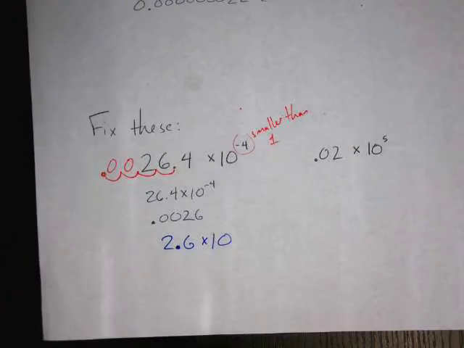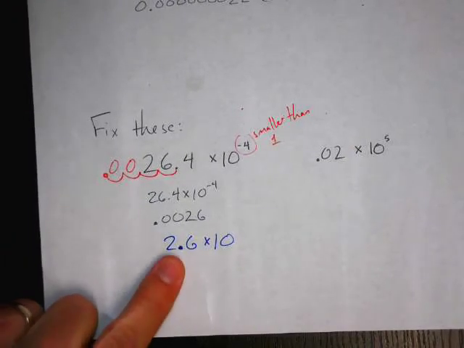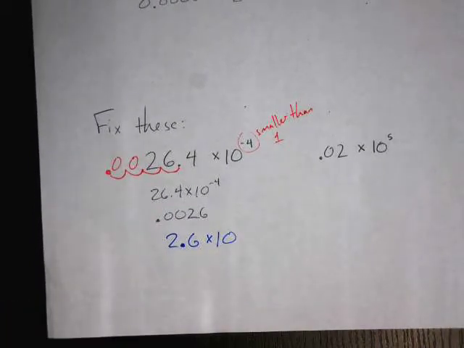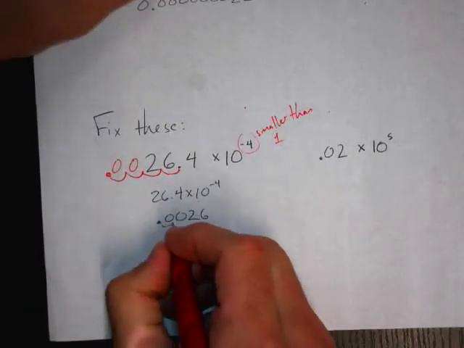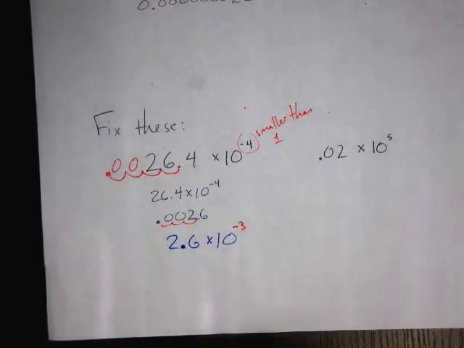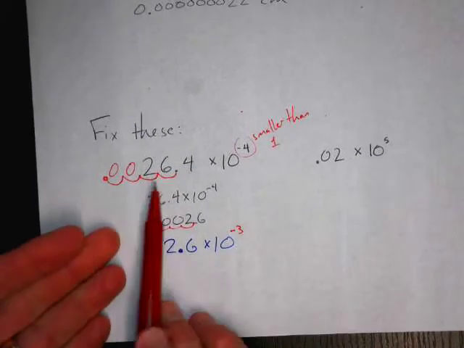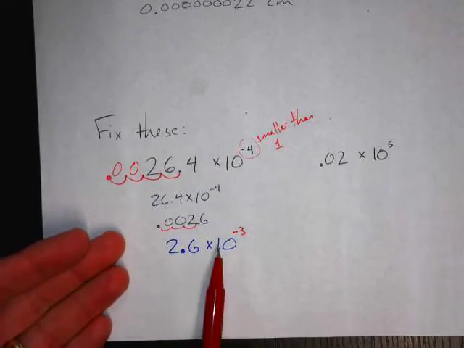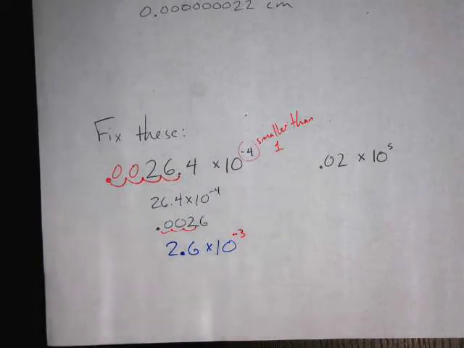In the appropriate place. It has to be at 2.6, right? So times 10 to what power? Some negative number. It's going to move 1, 2, 3 places, so it's 10 to the negative 3rd power. So when I said to fix this number, 26.4 times 10 to the negative 4 is actually 2.6 times 10 to the negative 3. What just happened?